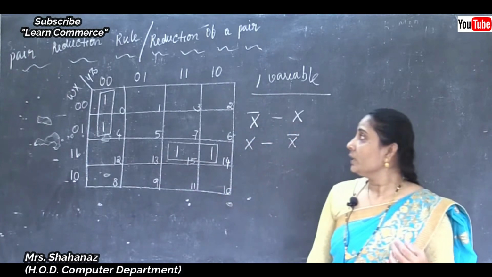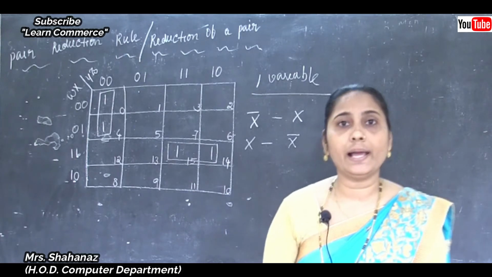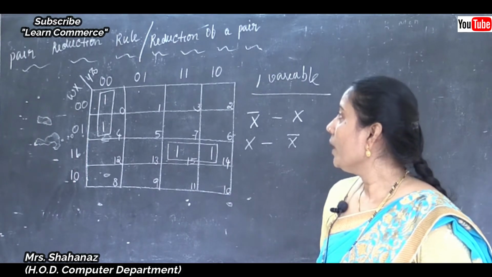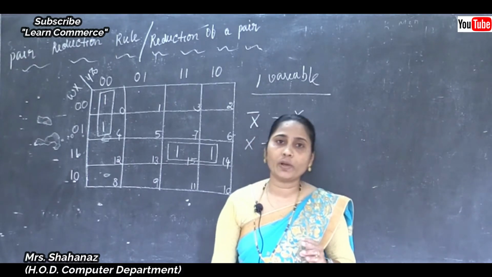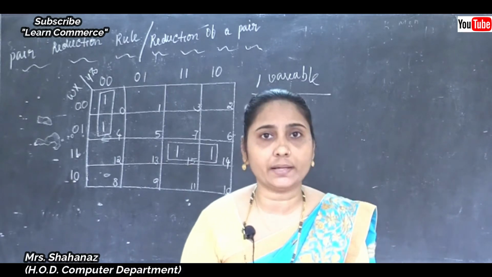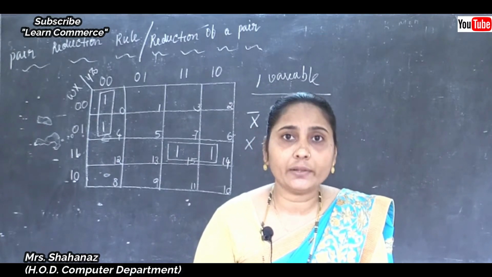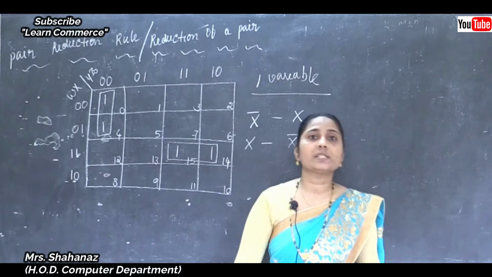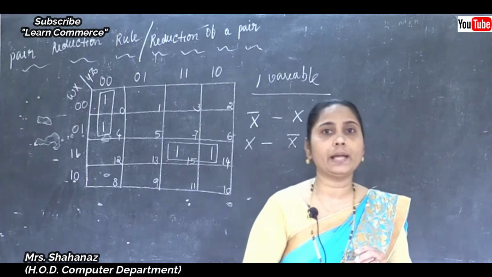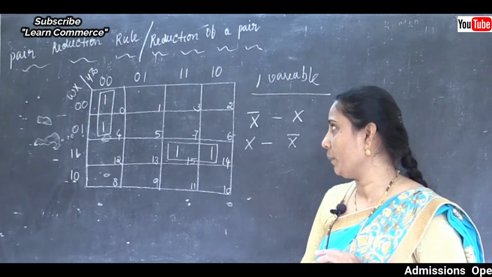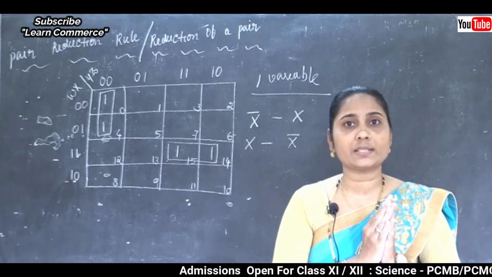Now we are going to complete one pair reduction rule example, a very simple one. If 4 variables are there, it is a 4 variable K-map, with variables W, X, Y, Z. So 2 to the power of 4 equals 16 squares. The numbering scheme is 0, 1, 3, 2, 4, 5, 7, 6, 12, 13, 15, 14, 8, 9, 11, 10. The left side set is WX and the upper set is YZ.